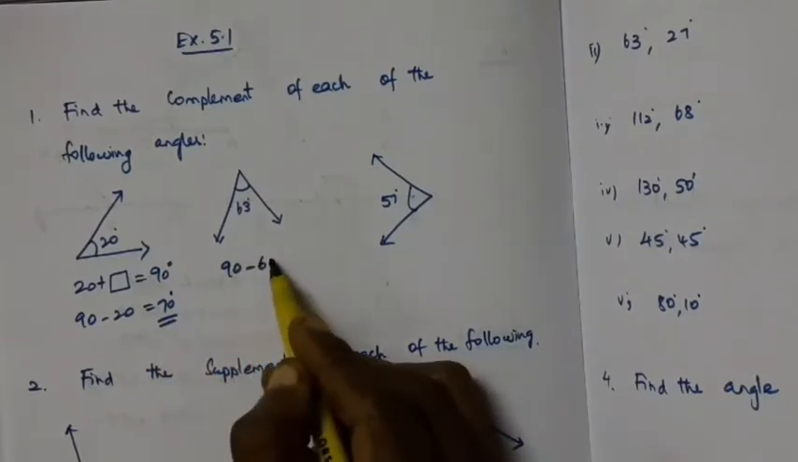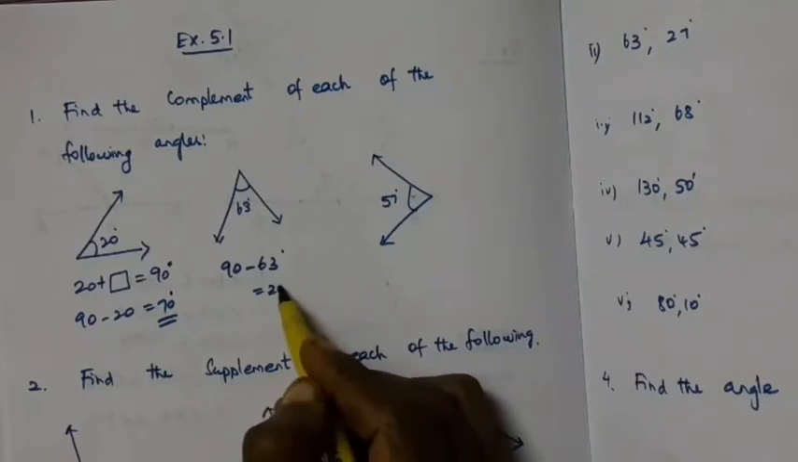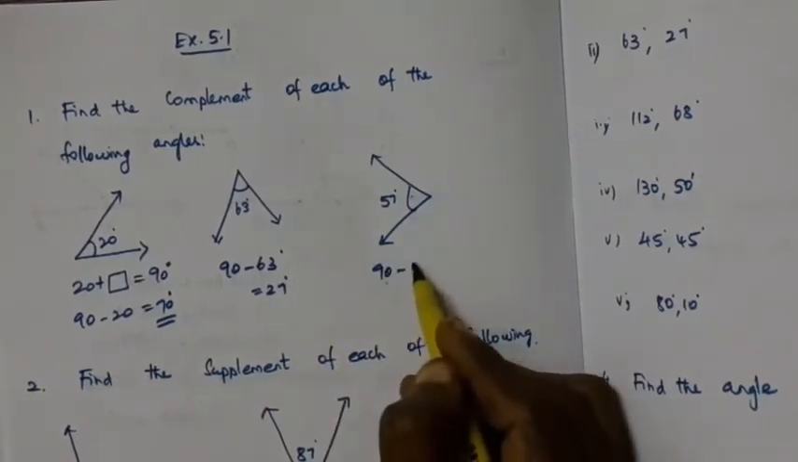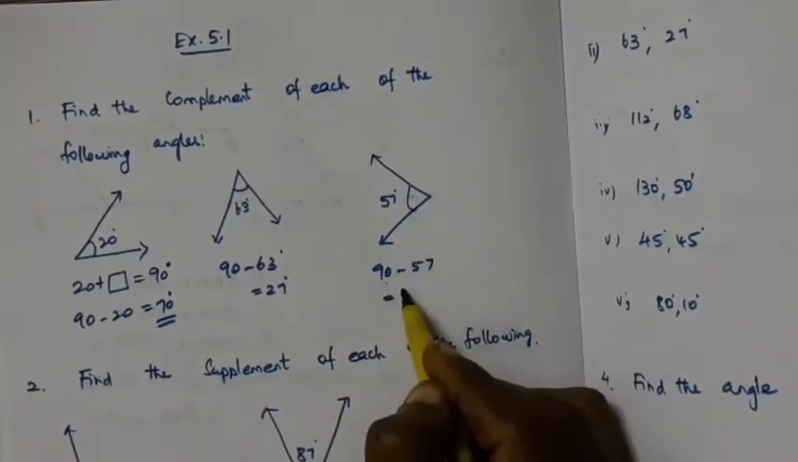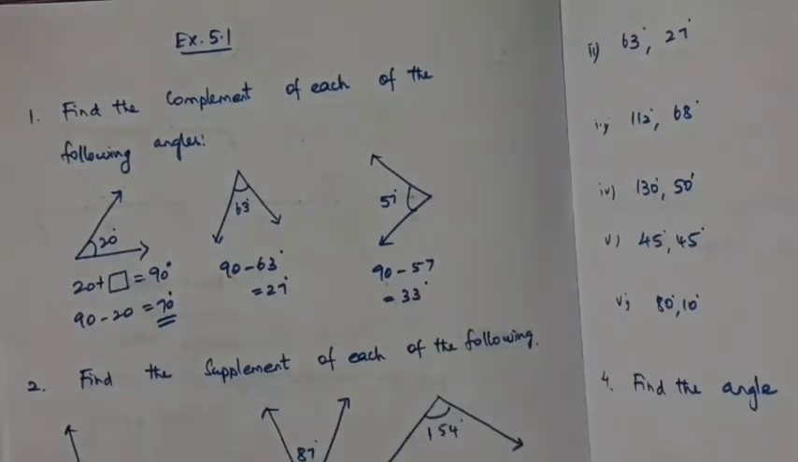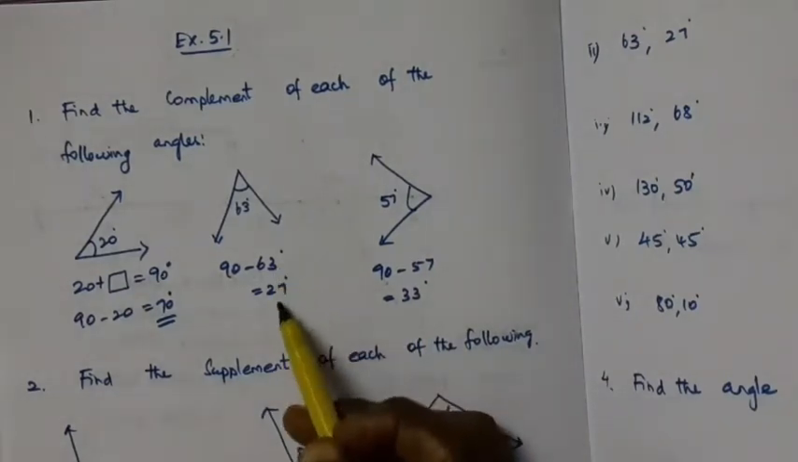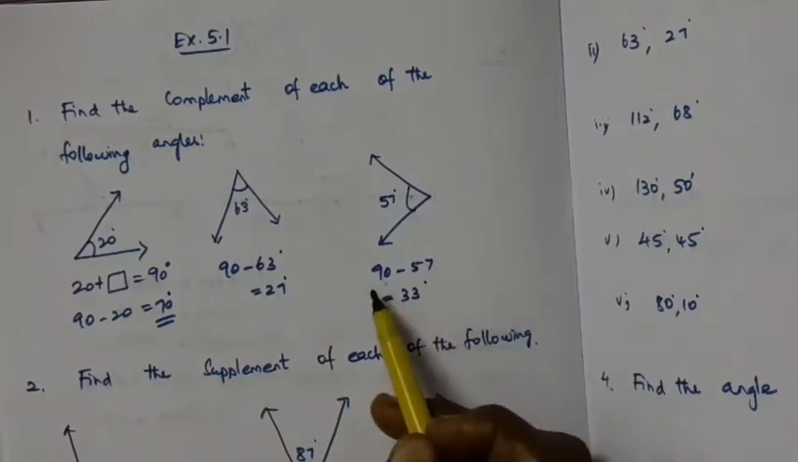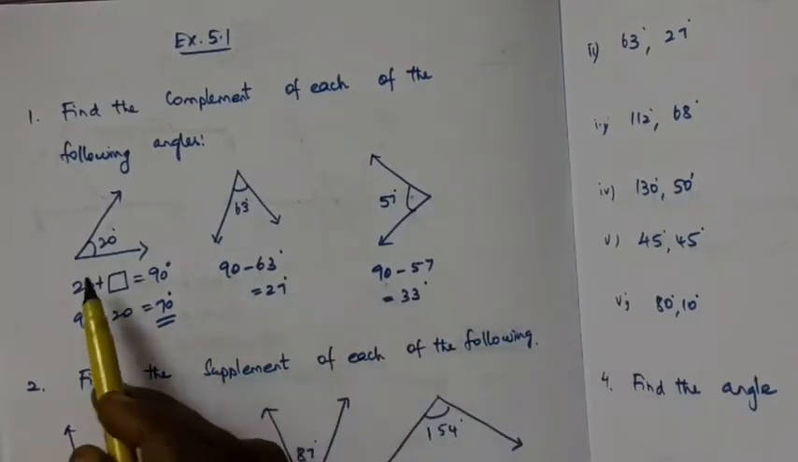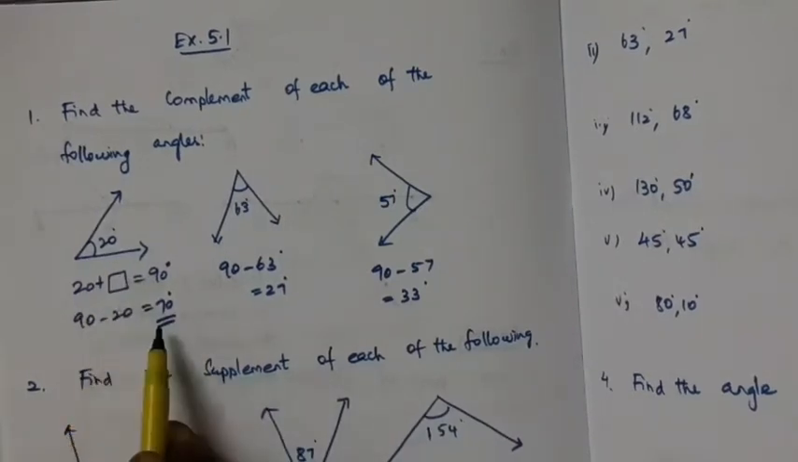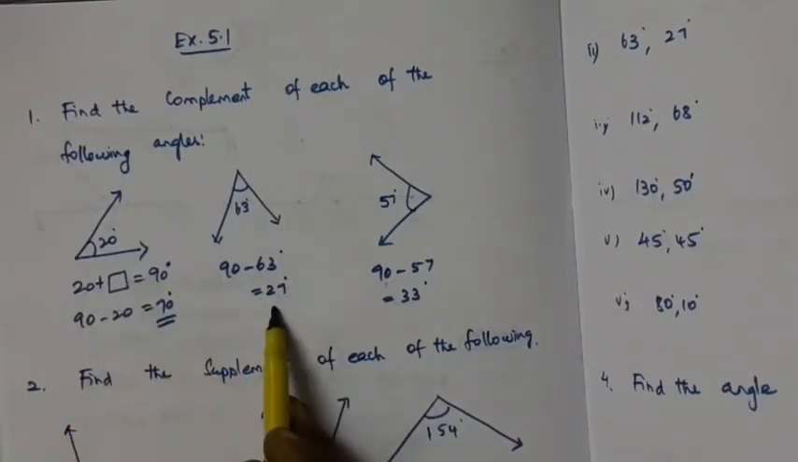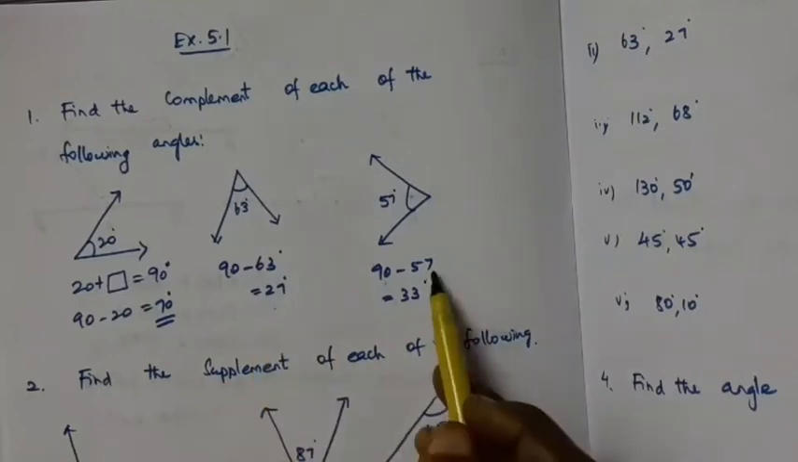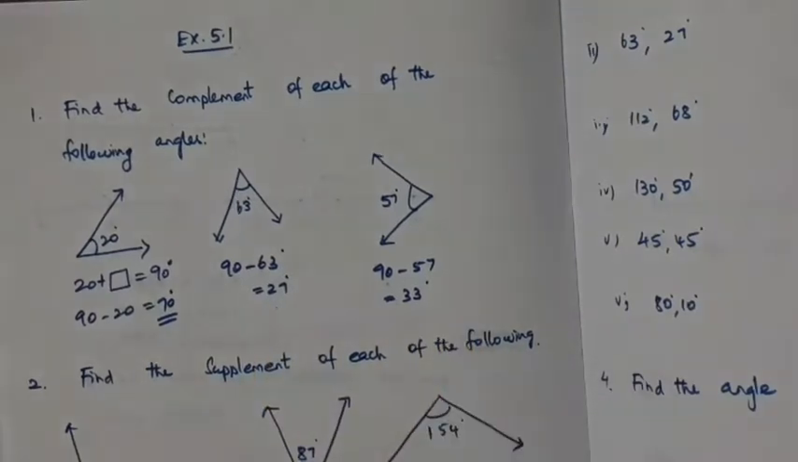Here 90 minus 63 is 27. Here it is 90 minus 57, that is 33. You can check here: if you add 63 plus 27, you should get 90. 57 plus 33, you should get 90. So you can say 20 and 70 are complements of each other, 63 and 27 are complements of each other, and 57 and 33 are complements of each other.